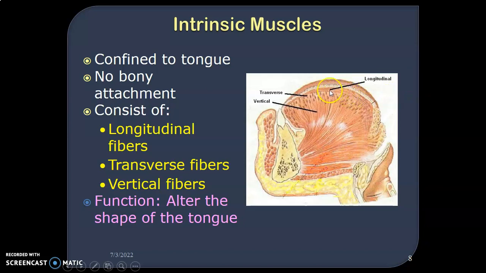Intrinsic muscles are confined to the tongue and they have no bony attachment. So you have longitudinal muscles, which run parallel along the whole length of the tongue. Then you have transverse muscles traversing mediolaterally. And then you have vertical muscles, which you can see are vertically oriented. So these are intrinsic muscles, and their main function is to alter the shape of the tongue.